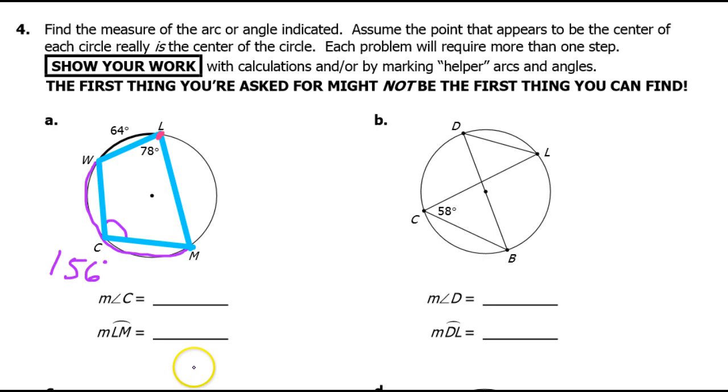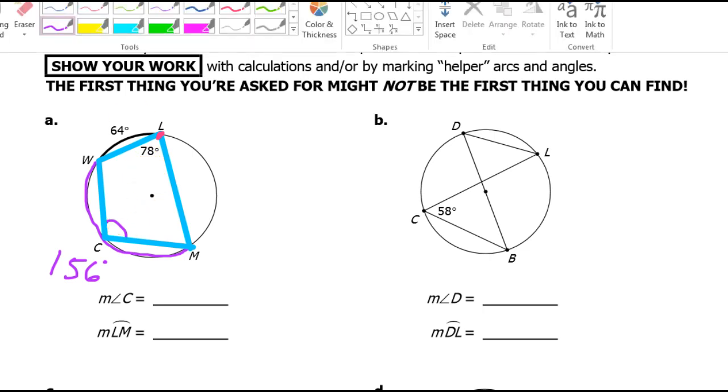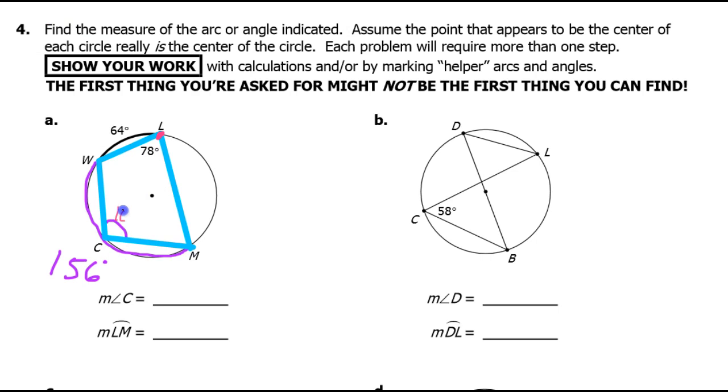156 minus 78. Well, we don't actually need the 156, okay? Yes, 180. Yeah, these two angles across from each other should add up to 180. So if you subtract 78, what's that going to be? 102. So that's 102. Okay, now that's one of the things we were supposed to find right there. The measure of angle C is 102 degrees.